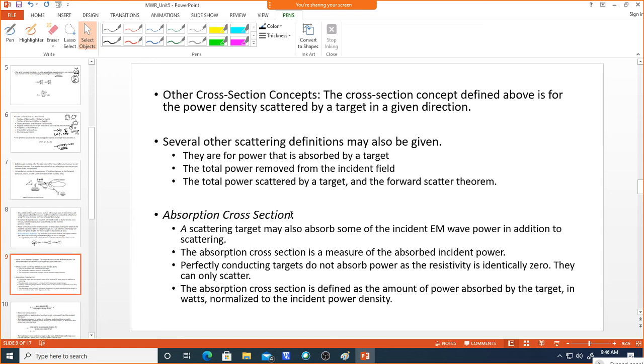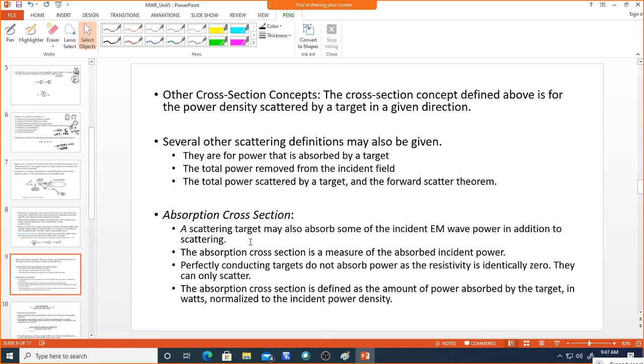Whenever you send an incident wave, the target is going to absorb some of the energy. How much it absorbs depends on the material you are using, whether it is a conductive or non-conductive material. If the conductivity is high, like copper, it will perfectly reflect all the energy and will not absorb any energy. Maximally it will reflect. If you have a non-conductive material, it will absorb energy based on the material you use.